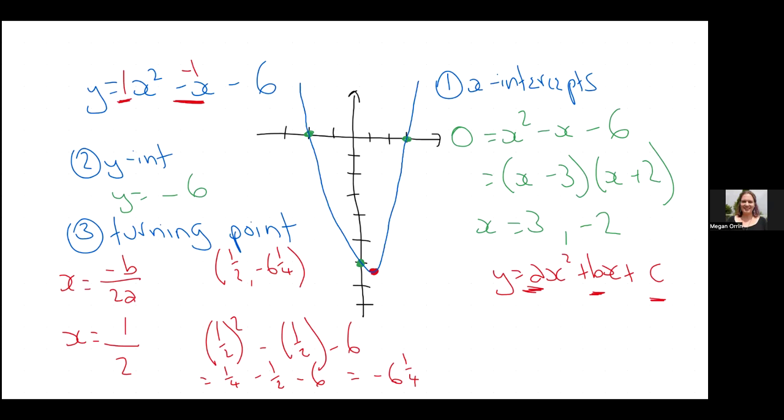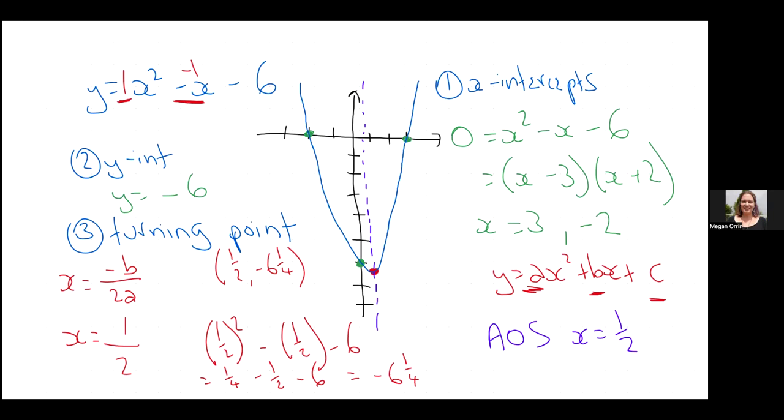The only thing I have not marked is my axis of symmetry. The axis of symmetry is always the x coordinate of the turning point. So you don't have to do anything else. All you do is put a dotted line through the turning point. That is my axis of symmetry. Fancy word for mirror line, right? Where the reflection of the graph starts.